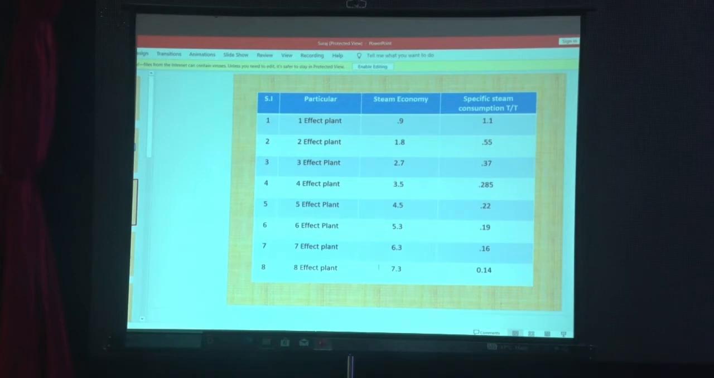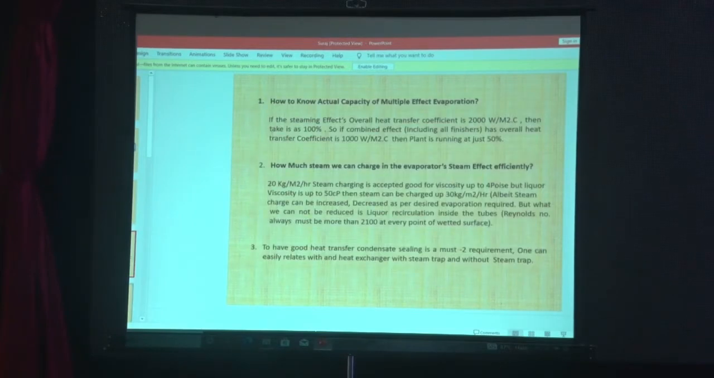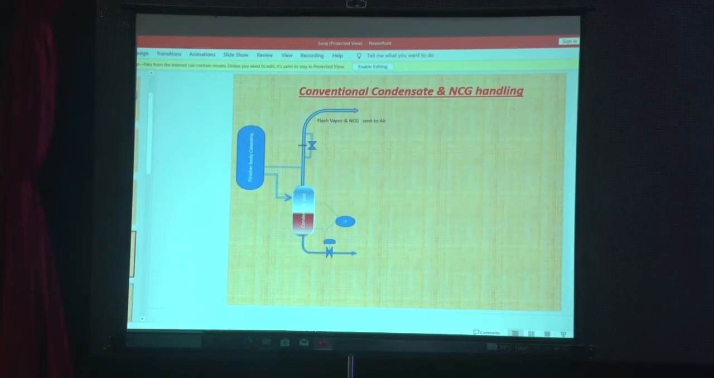And if it is an 8 effect plant, steam consumption per ton of water evaporation will be 0.140, means 140 kg per ton of water evaporation. In our patented process, we can assure a steam economy of 7.3 ton per ton of water evaporation. So what is this system? How does it work?